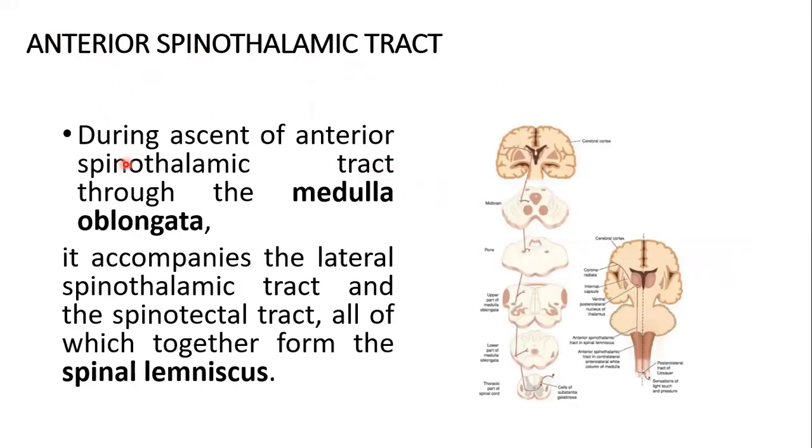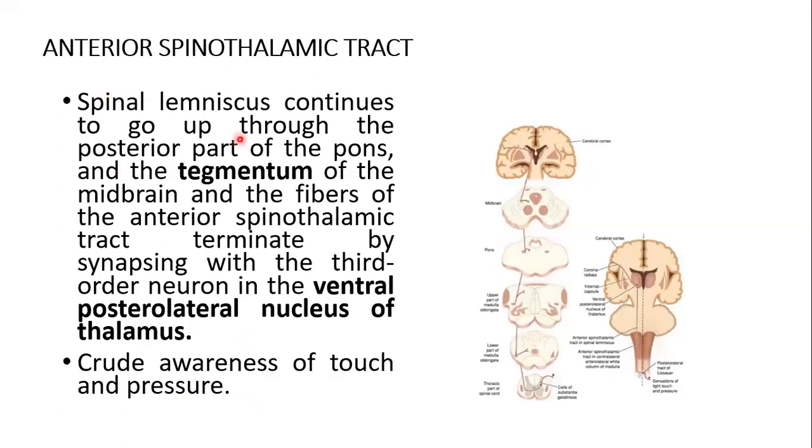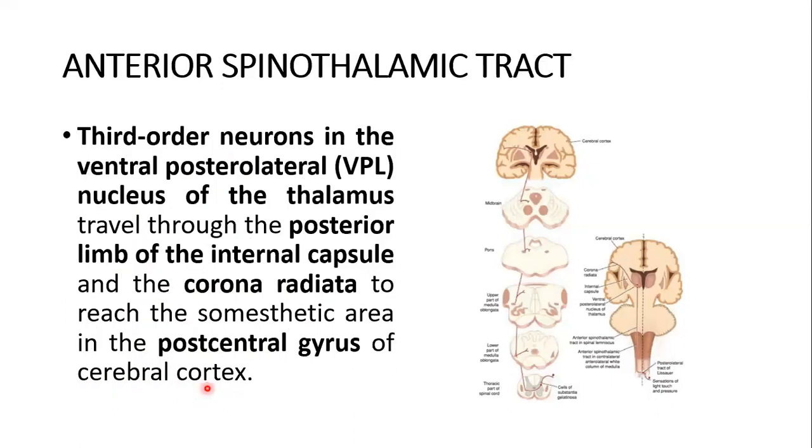During ascent of the anterior spinothalamic tract through the medulla oblongata, it accompanies the lateral spinothalamic tract and the spinotectal tract, all of which together form the spinal lemniscus. So again, repetition. What is this spinal lemniscus? The spinal lemniscus continues to go up through the posterior part of the pons and the tegmentum of the midbrain, and the fibers of the anterior spinothalamic tract terminate by synapsing with the third order neurons in the ventral posterolateral nucleus of the thalamus. Crude awareness of touch and pressure is appreciated here.